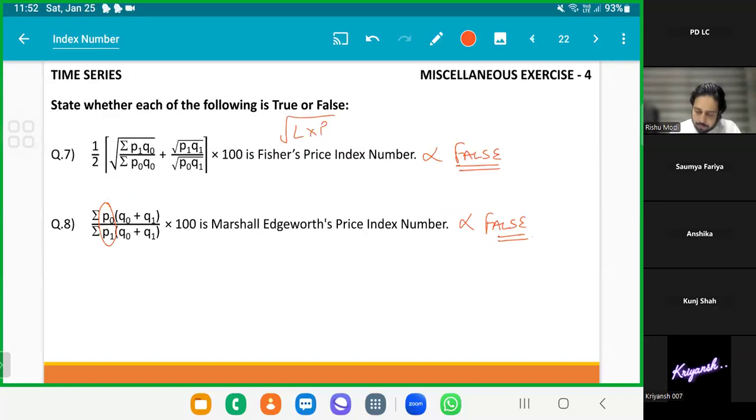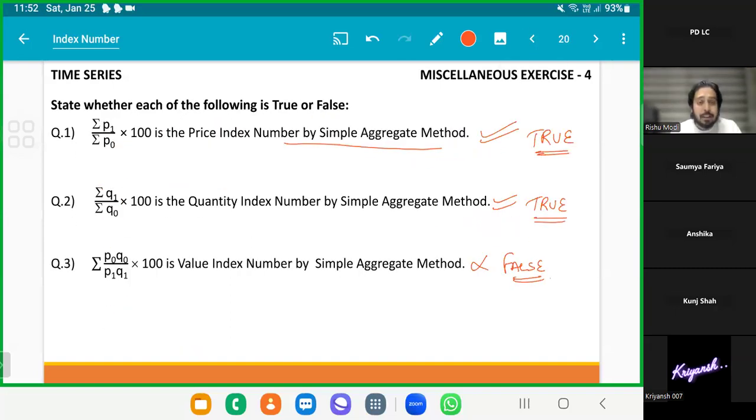Soumya, 1 second. Yes, Soumya, just confirm in the textbook now. In the textbook, is the same question given? If it is given, then this is also true. Yes, sir, it's same. Okay, thank you. So the first and the second is true, rest all are false. Right? First, second are true, and rest all are false for the given index number questions.